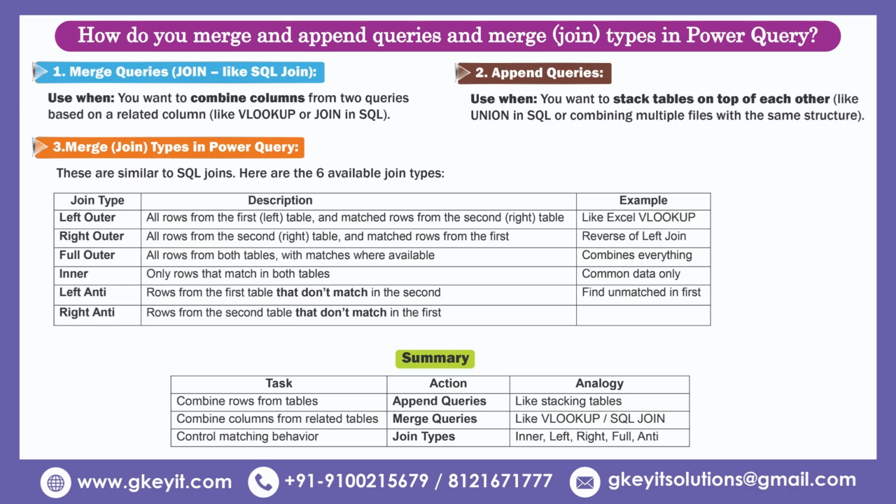Coming to the summary, there are different tasks. To combine rows from tables, we have to use append queries. It is like stacking tables. For combining columns from related tables, we have to use merge queries. It is like VLOOKUP or SQL join. To control matching behavior, we have different join types in merge queries, like inner, left, right, full and anti merge types. Let's see these things practically in Power BI.